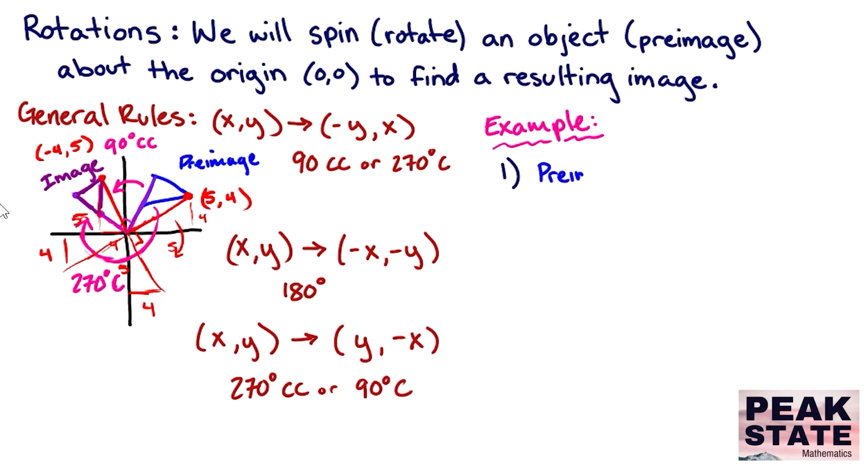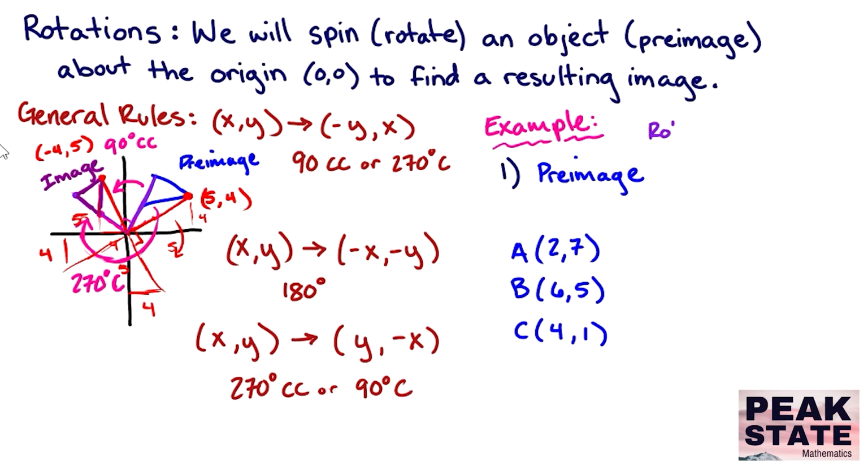So we're looking at number 1 right now. Your pre-image is given as (2, 7), (6, 5), and (4, 1). Here are our 3 points on our triangle for our pre-image in number 1. We want to rotate this 90 degrees counterclockwise.